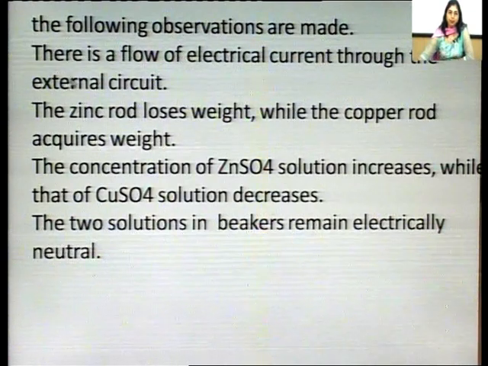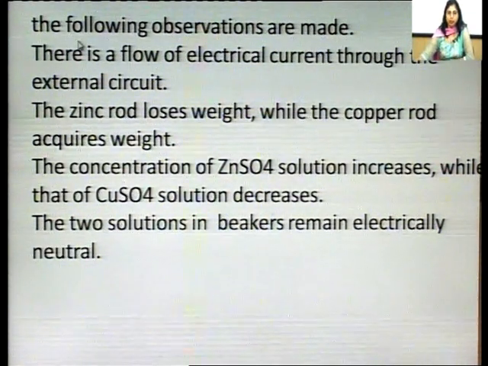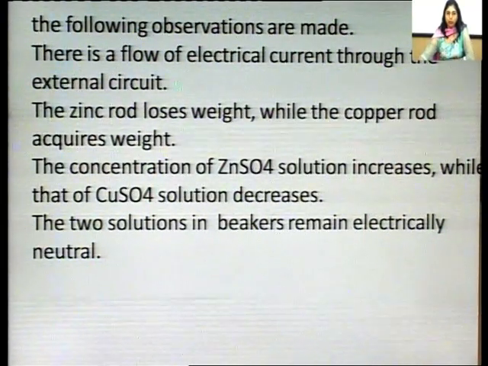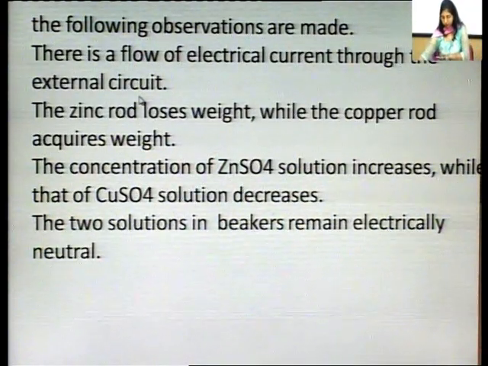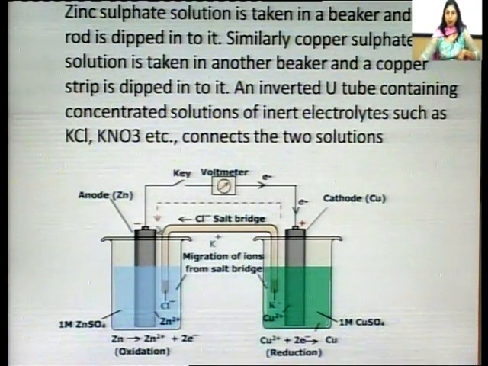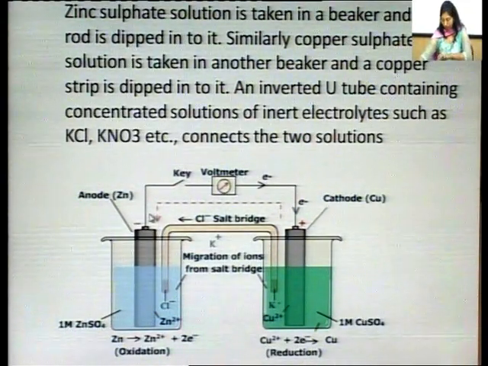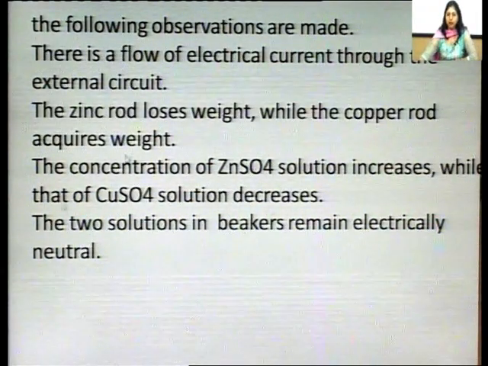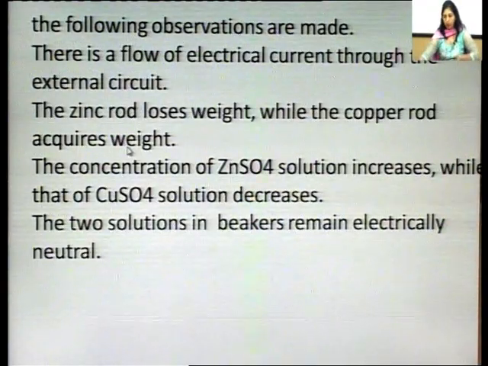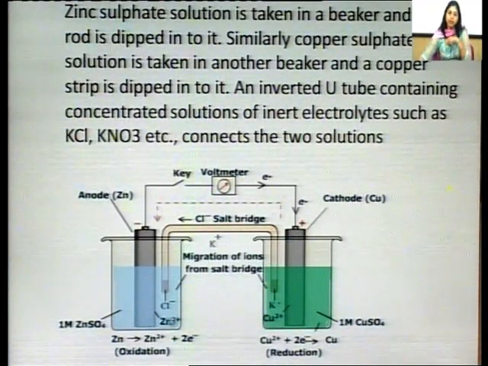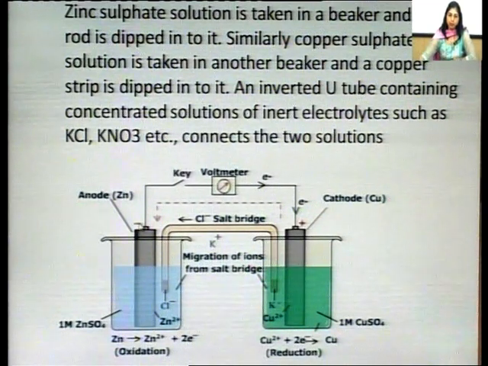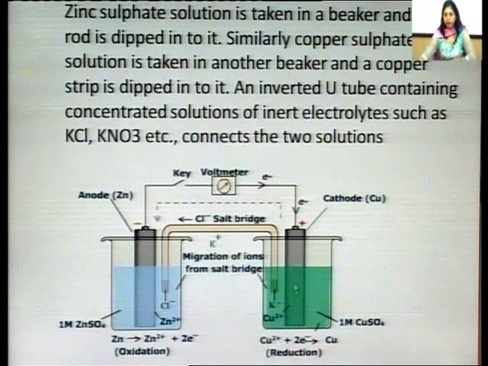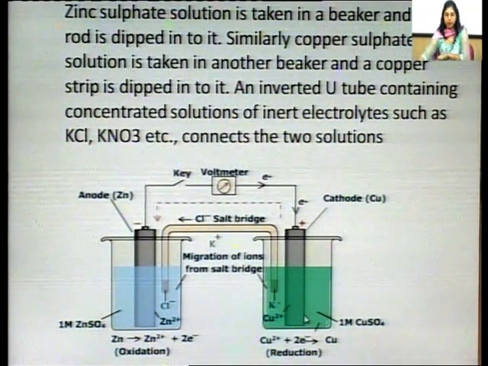What happens and what do we observe during this setup? There is a flow of electric current through the external circuit, meaning current will start in this external circuit. The zinc rod loses its weight while the copper rod acquires weight. Again, on this side of the beaker, the zinc rod will lose weight and the copper rod will gain weight after some time.